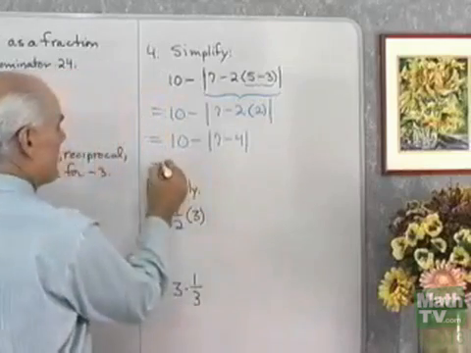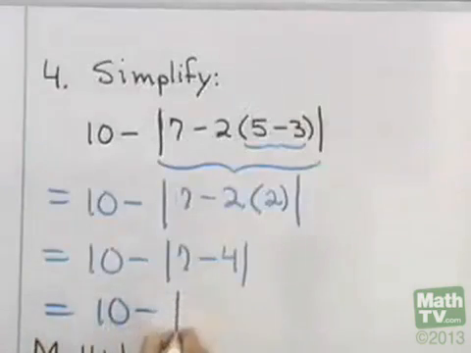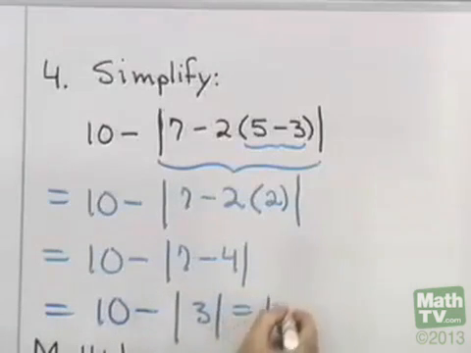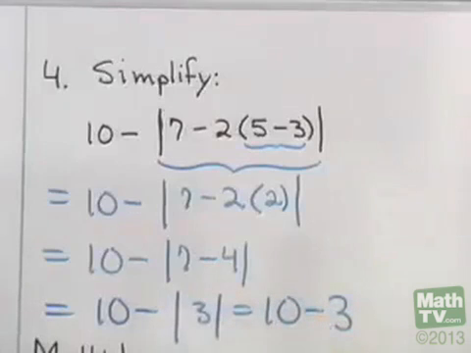So let's continue. 10 subtract absolute value. 7 subtract 4 is 3. Now, the absolute value of 3 is just 3. So this is 10 subtract 3. Not too much of a big deal there. 10 subtract 3 is 7.